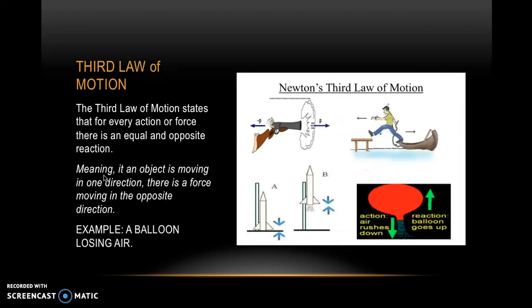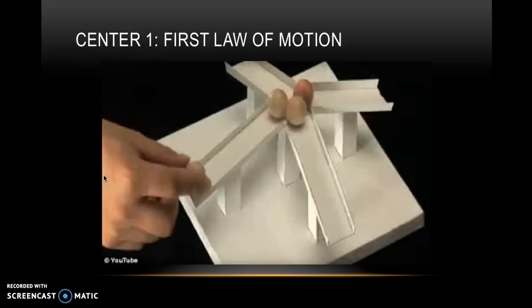The third law of motion states that for every action or force, there is an equal and opposite reaction. Meaning, if an object is moving in one direction, there is a force moving in the opposite direction. Some of this was seen in the centers that we conducted earlier in our exploratory phase. In the first center we pushed balls up a ramp. This demonstrated Isaac Newton's first law of motion. The ball was still until we pushed it. Once we pushed it, giving it force, it rolled up the ramp.